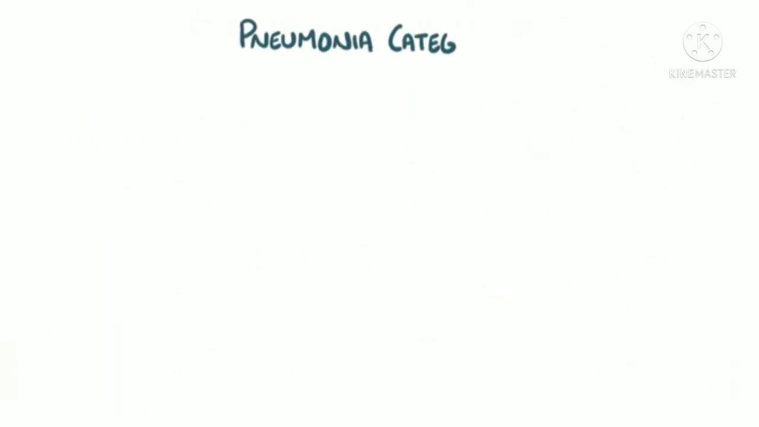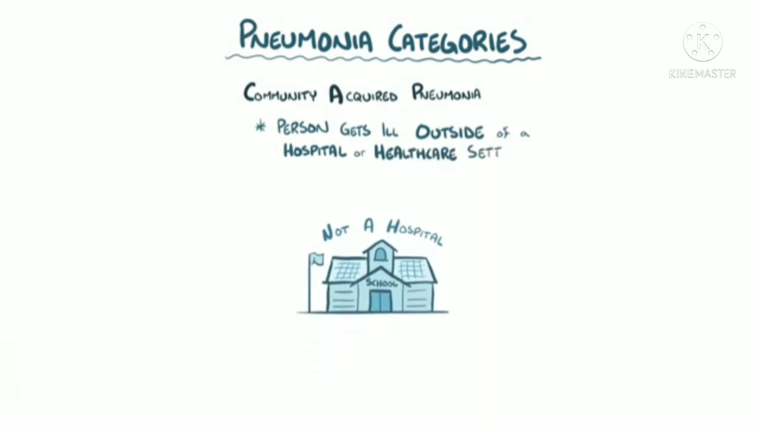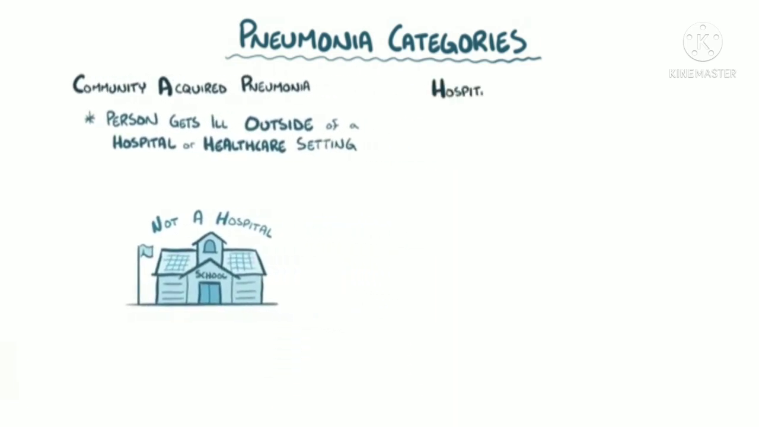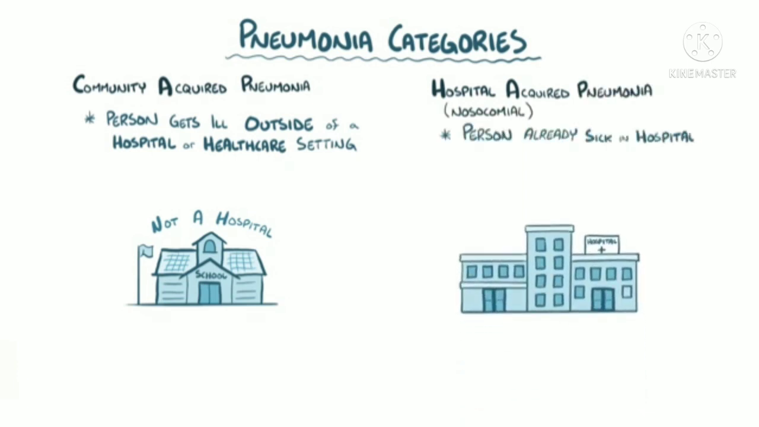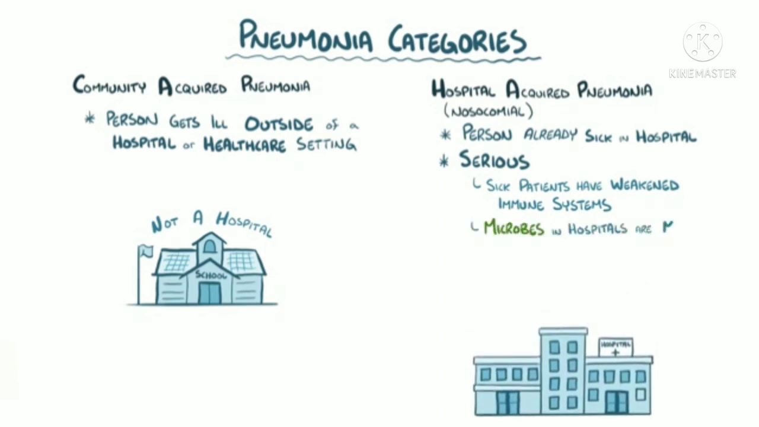Now, pneumonia can also be categorized by how it's acquired. The most common is community-acquired pneumonia, and it's called that when a person gets sick outside of a hospital or healthcare setting. Next is hospital-acquired pneumonia, or nosocomial pneumonia, which is when a person gets pneumonia when they're already hospitalized for something else. This type tends to be more serious, because sick patients often have a weakened immune system, and the microbes in hospitals are often resistant to the common antibiotics.